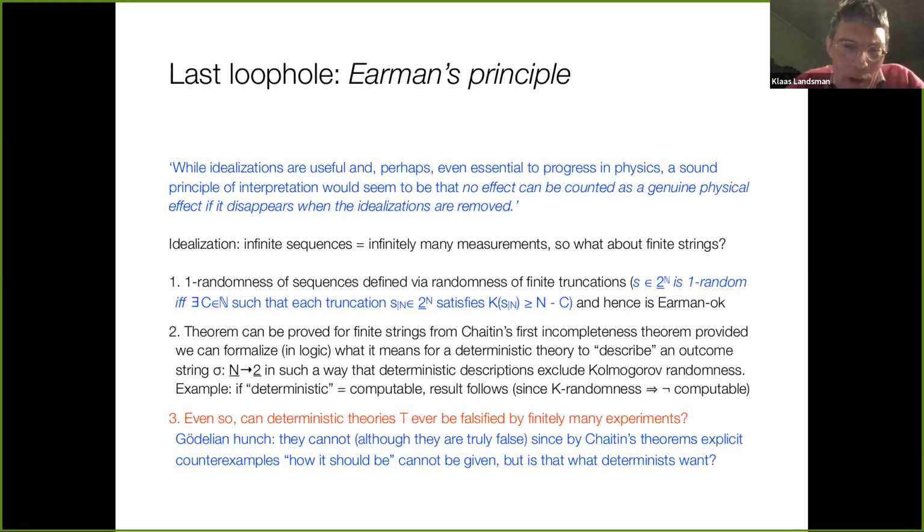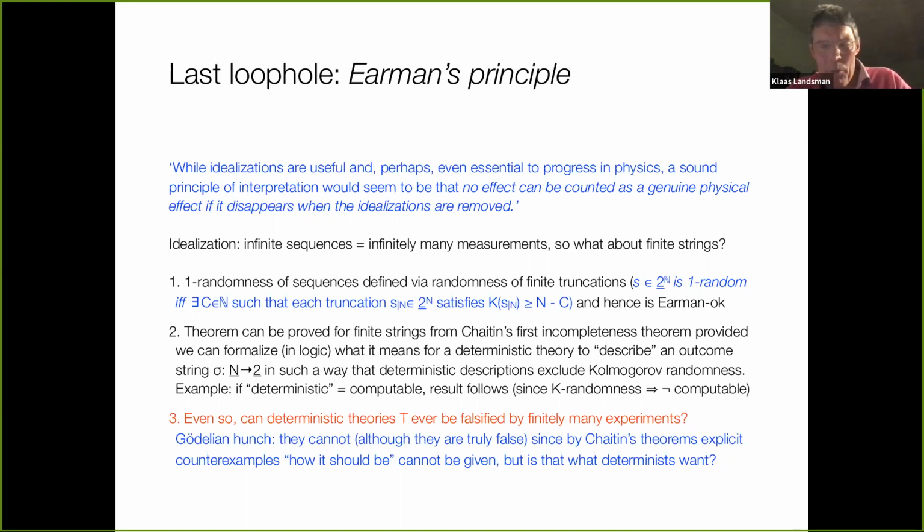If you want to rely on that incompleteness theorem for finite strings, it turns out that to make the mathematics work, you have to formalize in logic what it means for a deterministic theory to describe an outcome. And this apparently has not been done. It's a very interesting problem where more research is needed. In any case, the new concept of a deterministic logical theory, yet to be invented, should have the property that if such a theory produces a string, then it cannot be random in the sense of Kolmogorov, because indeed it has a deterministic description.